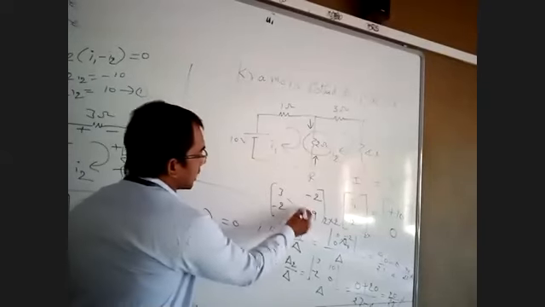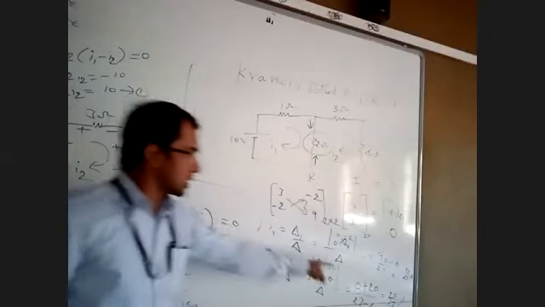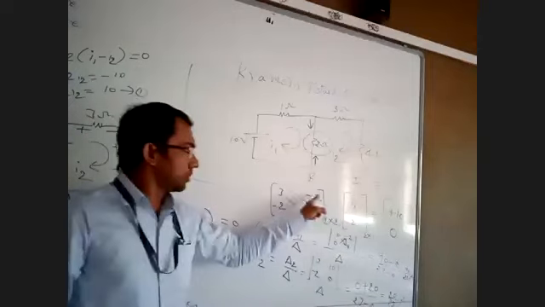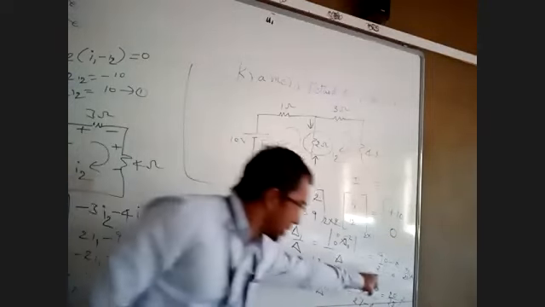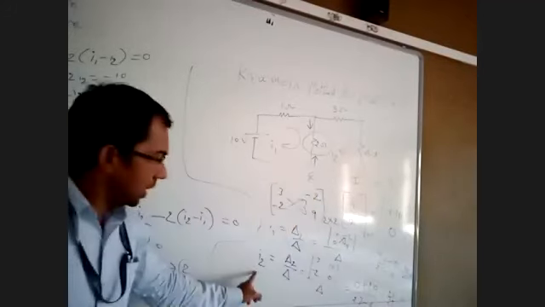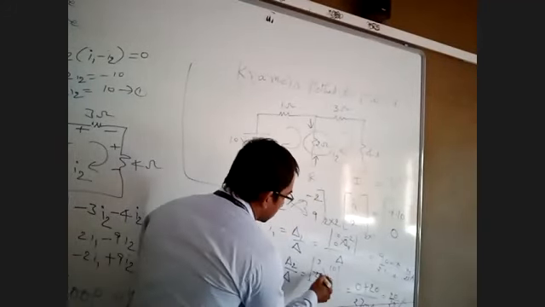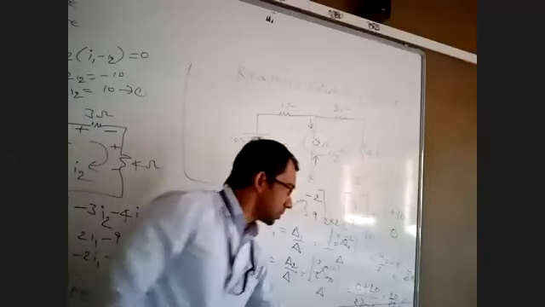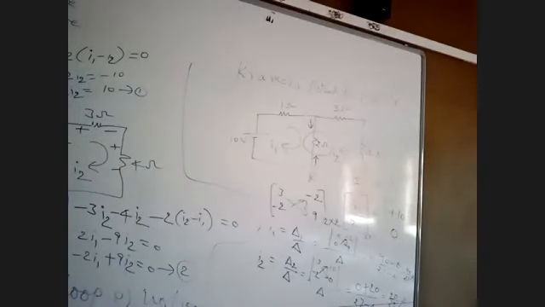What is the determinant of this matrix? 9 into 3, 27, minus 4. Okay, 27 minus 4. I1 is 90 by 23. For I2, take the determinant of this: 0 plus 20 by 27 minus 4, 20 by 23. Okay, these are the values of I1 and I2. By using the matrix method, we will determine the currents like this. Still any doubt? This is called Kramer's method.